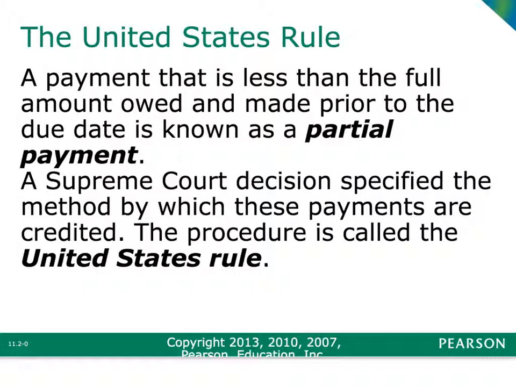And this can be a little confusing. But for the United States rule, a payment that is less than the full amount owed and made prior to the due date is known as a partial payment. A Supreme Court decision specified the method by which these payments are credited. This procedure is called the United States rule. Okay, so basically that's if you make a partial payment, they're going to implement the United States rule.